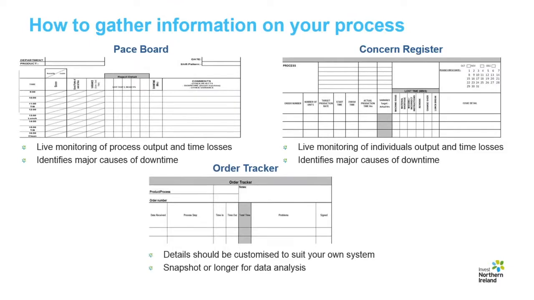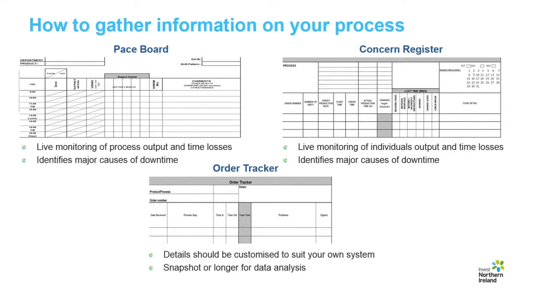There are a few different ways to go about gathering information and data about each step in your process, as well as the gaps between the steps. You could use a pasteboard or a concern register, which give live information about output and losses and help to identify the major causes of downtime and delays.